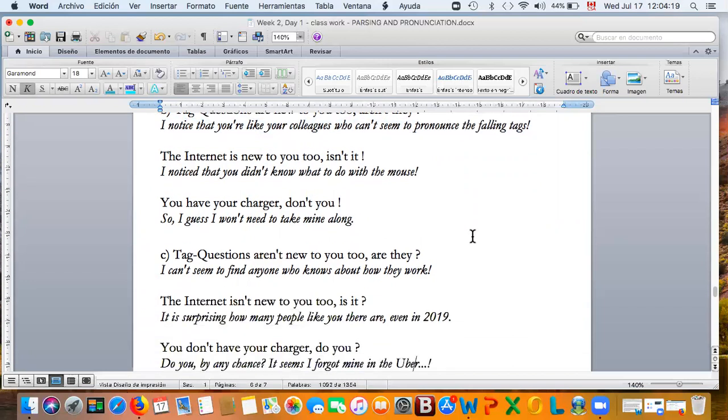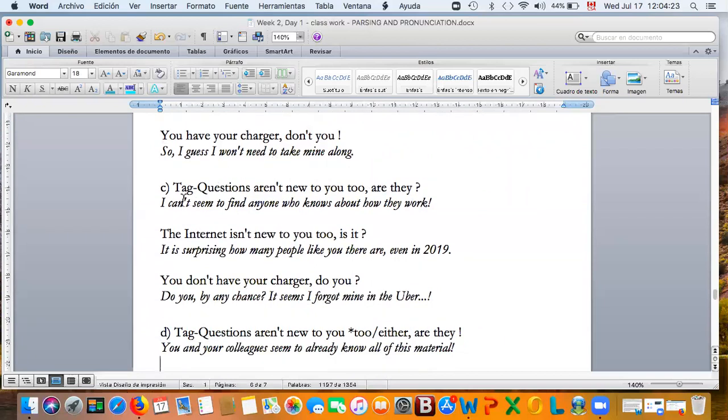Let's look at C now. C. Tag questions aren't new to you too, are they? The internet isn't new to you too, is it? You don't have your charger, do you? These tags were rising, but they were positive. The negation was in the main clause instead of in the tag.